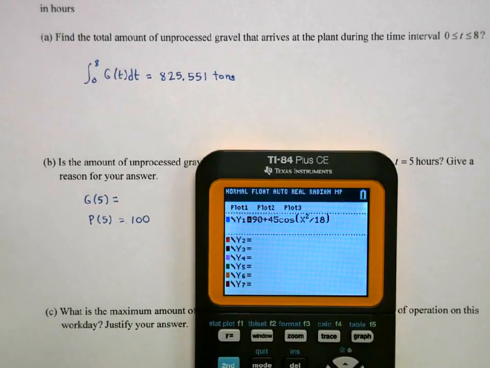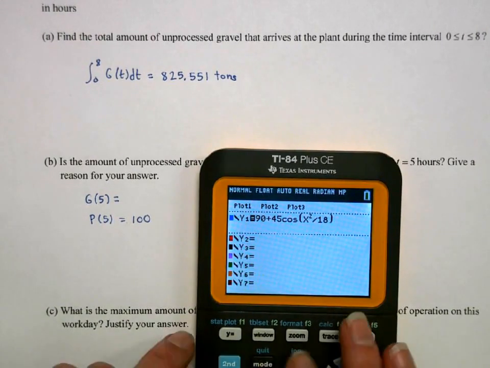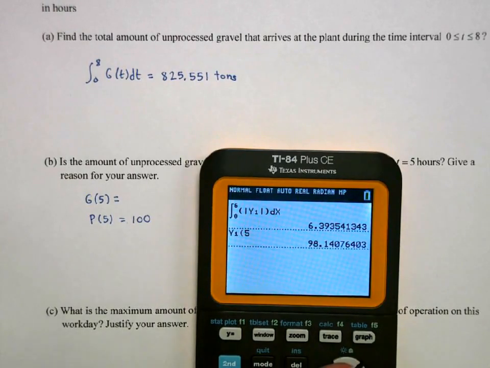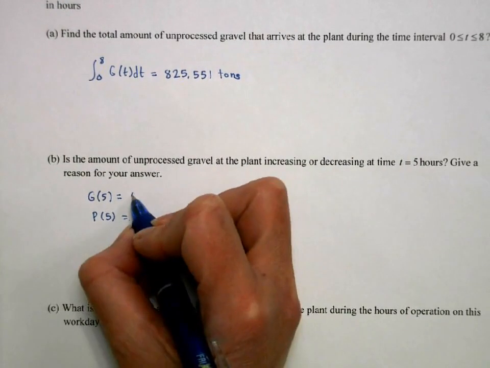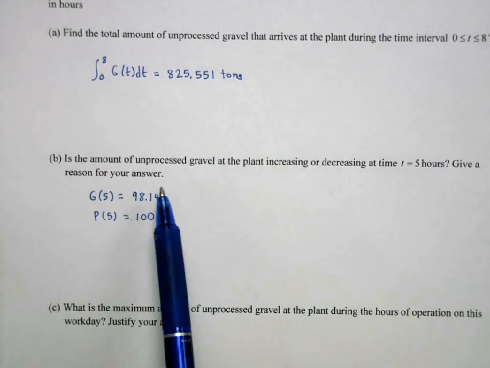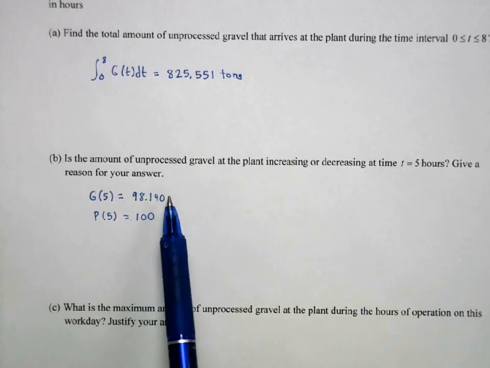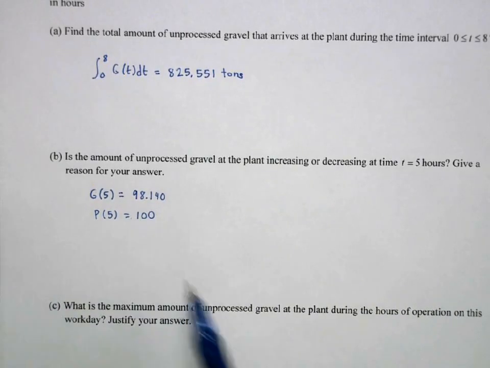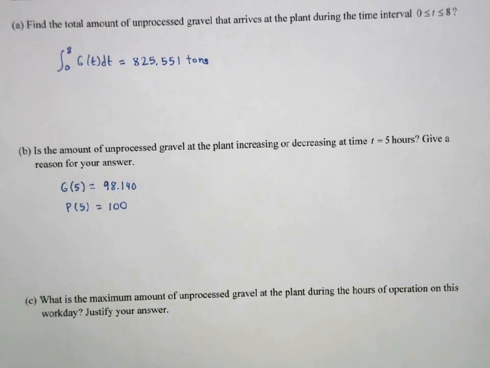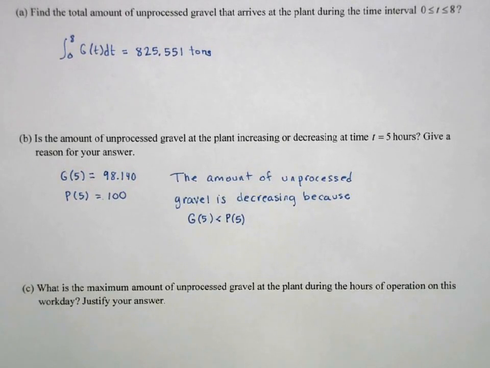Okay, so I have my equation in y1, and we're just going to evaluate y1 at 5. We get 98.140. Well, if the gravel is coming in at a rate of 98 tons per hour, and they are processing that at 100 tons per hour, that means the amount is going to be decreasing because you're processing it faster than it's coming in. So a little bit more formally, the amount of unprocessed gravel is decreasing because G of 5 is less than P of 5.